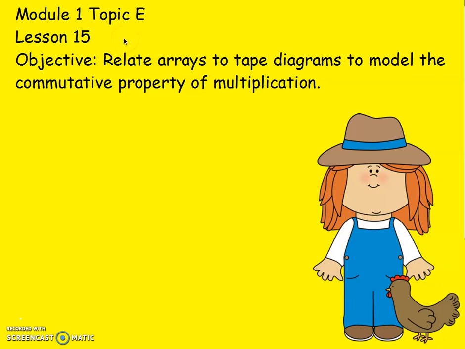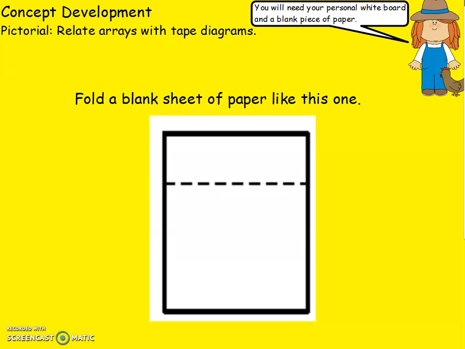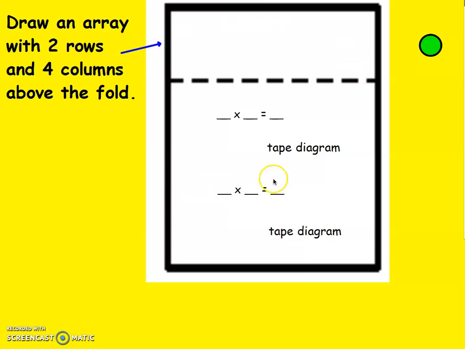So a reminder, we're going to relate arrays to tape diagrams to model the commutative property of multiplication. So that's what we're looking at today. We're going to look at arrays and tape diagrams, and we're going to see how they're similar and how they're a little bit different. So pictorial, which means pictures, we get to see things, we're going to work with a sheet of paper like this. This is what we're going to use for our array models.